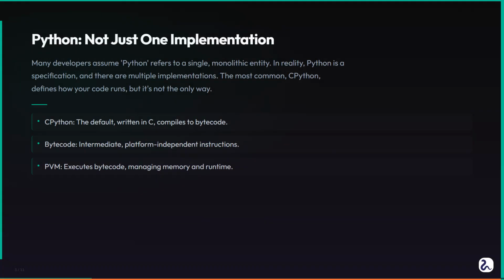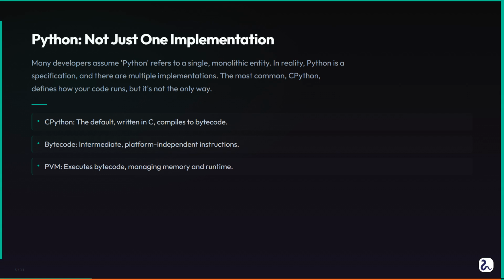When I first started, I thought Python was just Python. One language, one way it runs. But that's not quite right. Python, at its heart, is a specification, a set of rules for how the language should behave. CPython is the reference implementation, the one you get from python.org. Think of it like the official blueprint for a car, and CPython is the factory model built exactly to those specs, using C as its construction material.